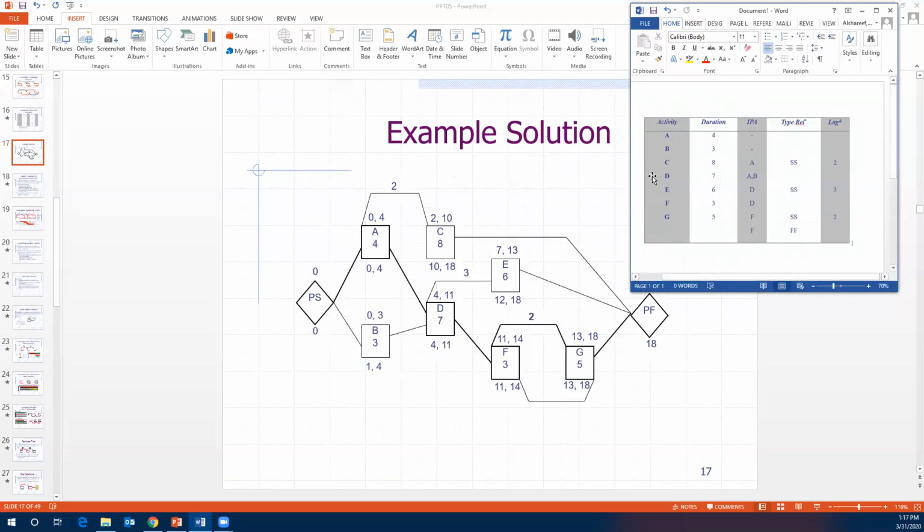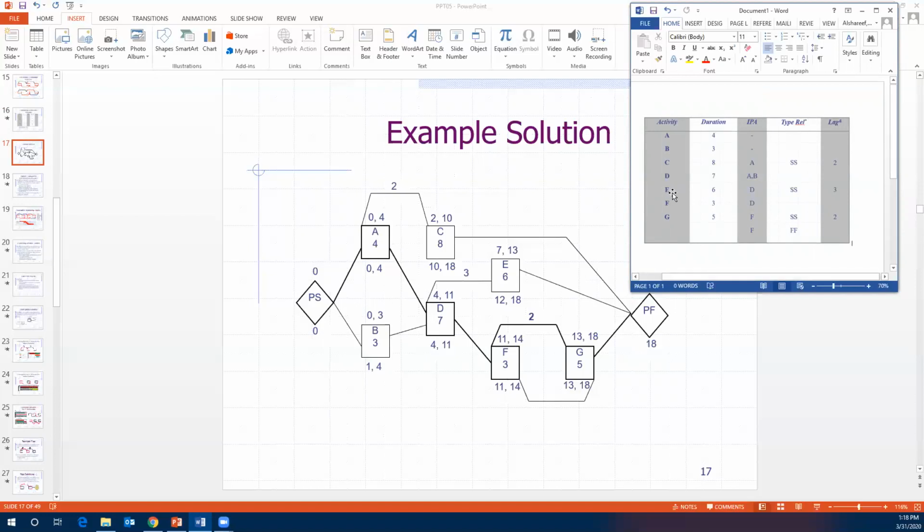And then we go to D with a duration of 7, A and B are the predecessors. Because we don't have any type of relationship given, we will assume it's finish to start, right? So we have finish to start from A to D, and B to D. The early start of D is 4 because it takes the largest of the early finish of these two activities, so it's 4. With the duration of 7, the early finish of D is 11.